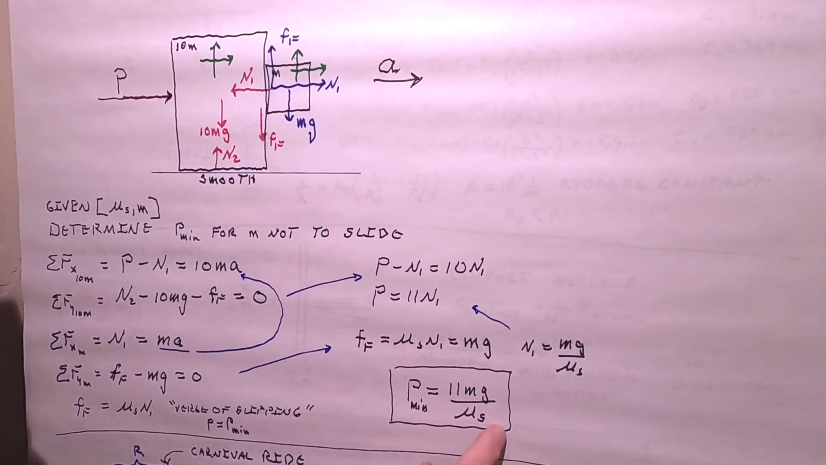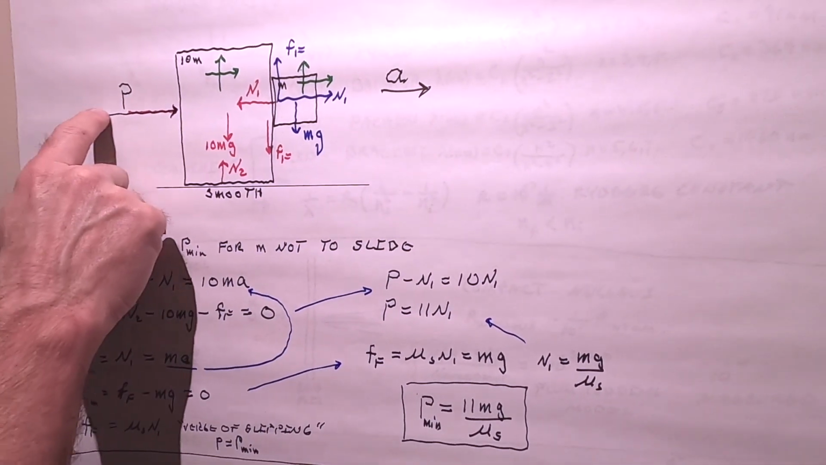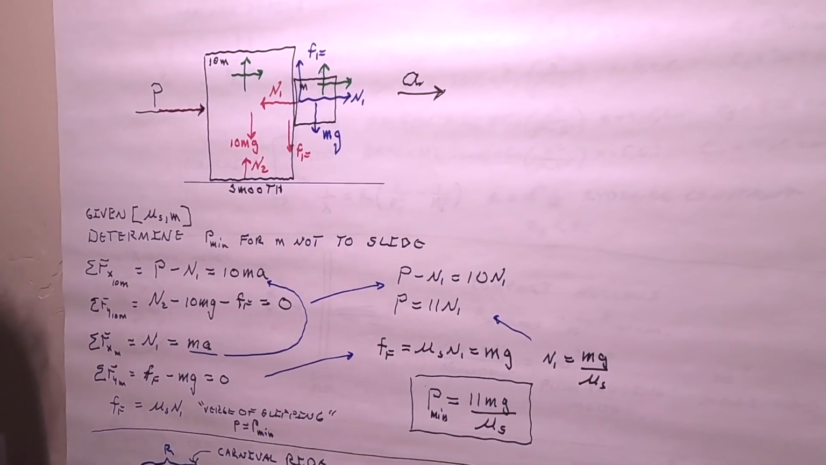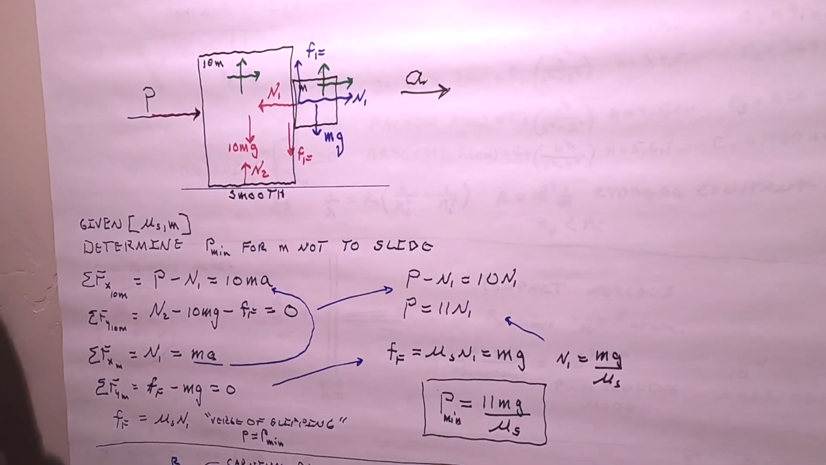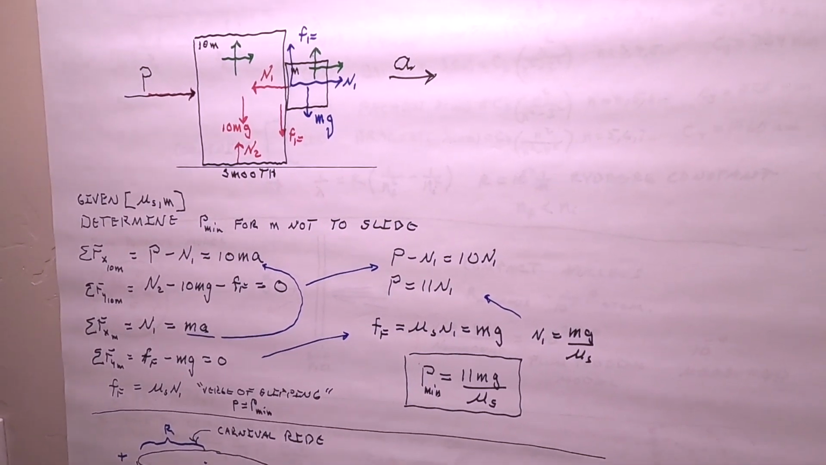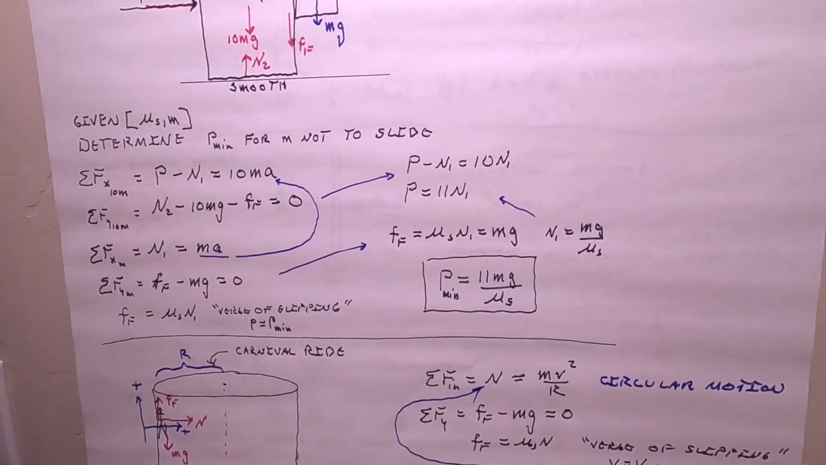The rougher this surface is, the less I have to push on this to keep it from falling down right here. Okay, so that's one case where we're accelerating in a straight line. But we can also do this for accelerating in a circle.